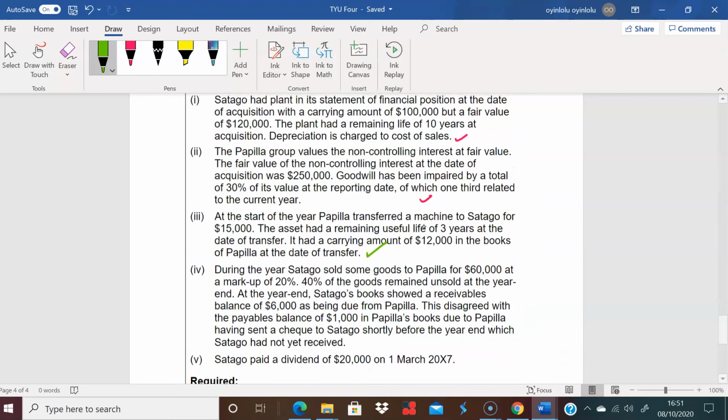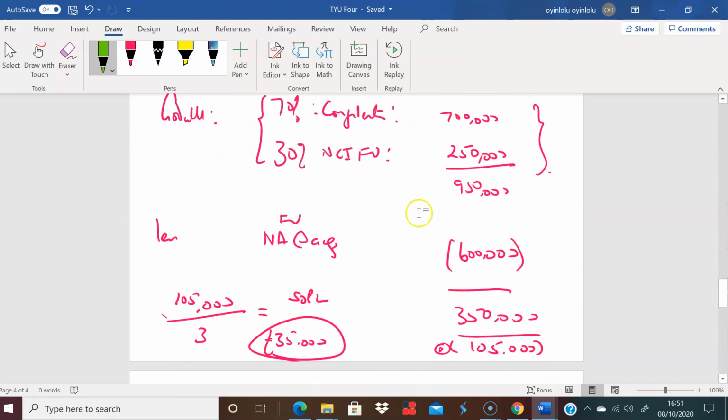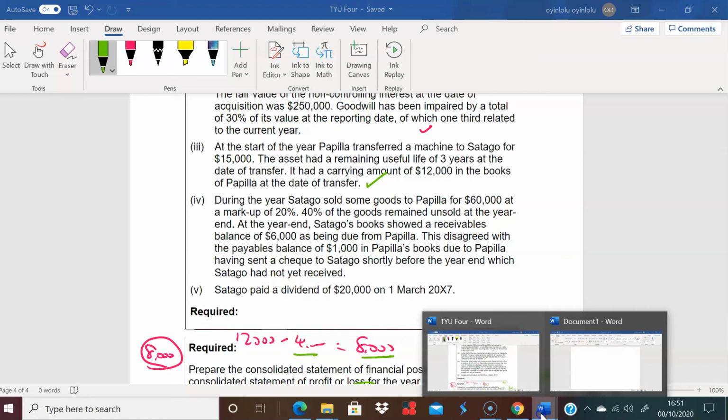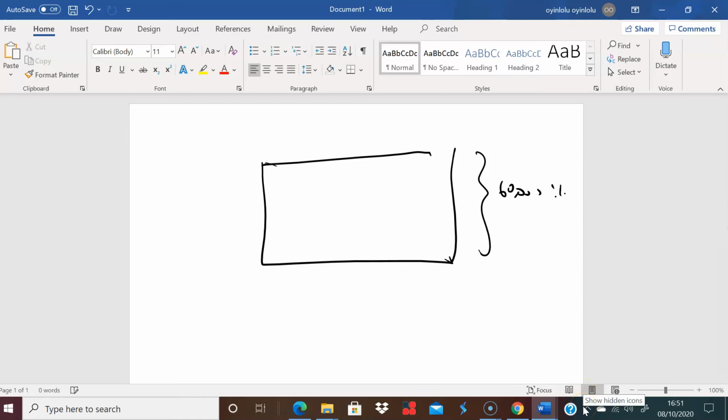Satago is the subsidiary. So the subsidiary sold goods to the parent. So let's just deal with that first. Sold some goods for 60,000 at a markup of 20%. I'm just going to make it as practical as possible. If it's a markup of 20%, this is at 1.2, or 120%. So the question here is, what is the real cost of these goods? That's 60,000 divided by 1.2. So 60 divided by 12, that's 50,000.